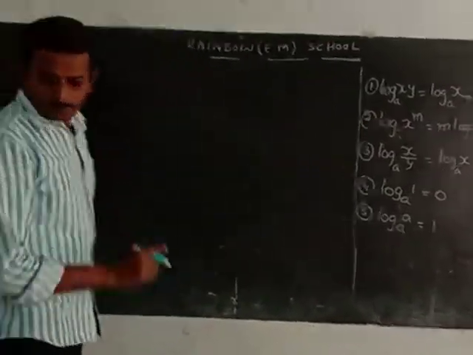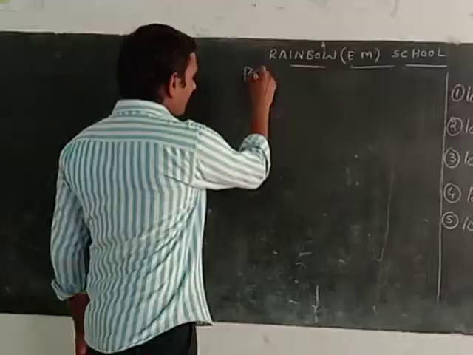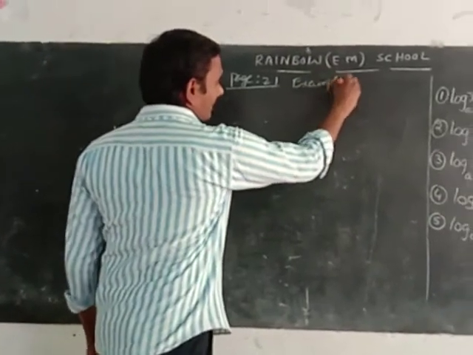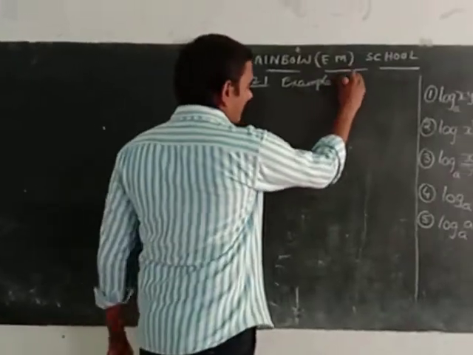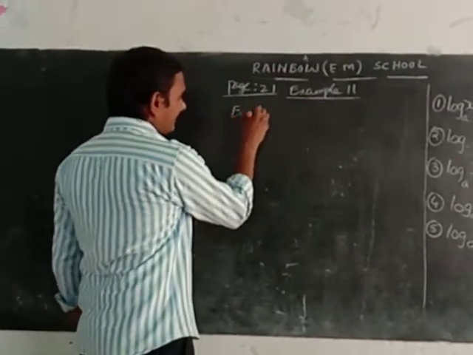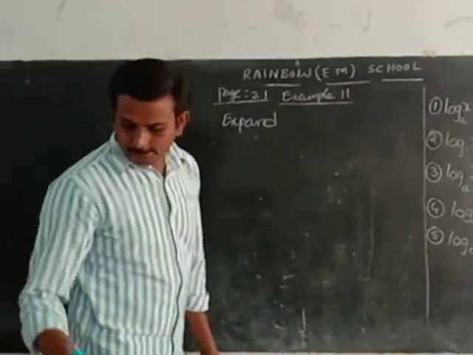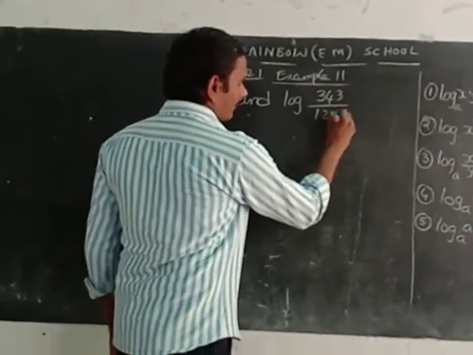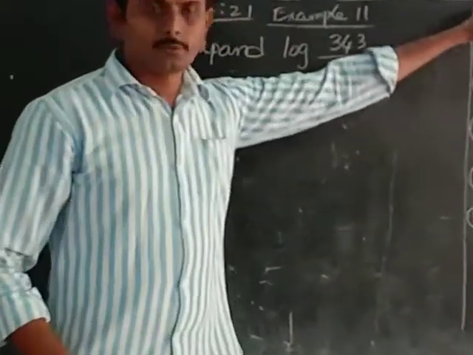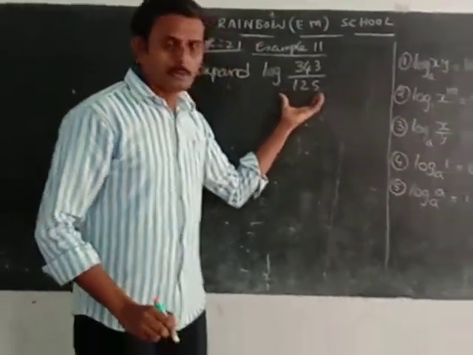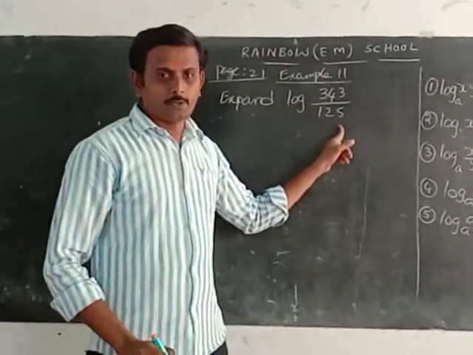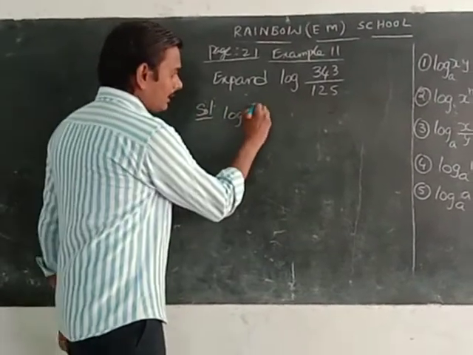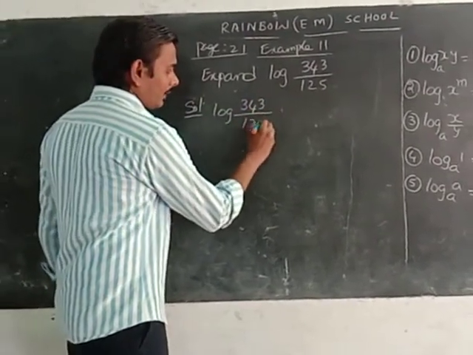First question, in page number 21, example 11. What is the question? Expand log 343 by 125. By using any one of those laws, we have to expand this. We will read the solution. First, what is given? Log 343 by 125 is given.